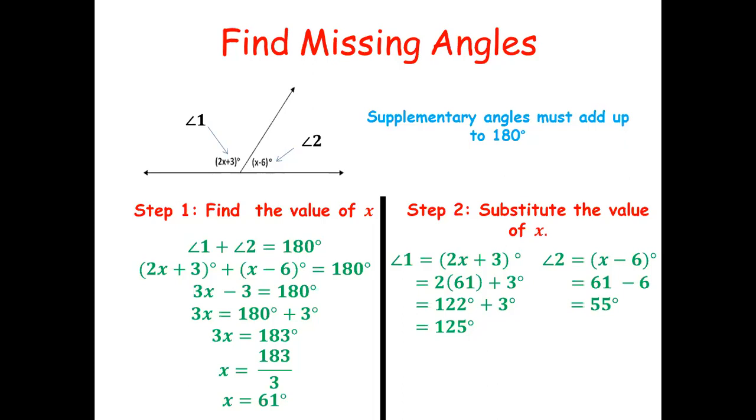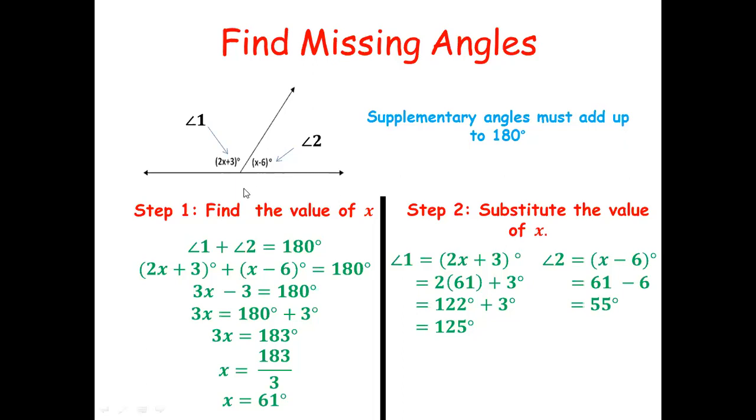Once you have found the value of x, the next part is going to be easier. All you need to do is take the value of angle 1, that's 2x plus 3, and replace x with 61, because we found x to be 61. So 2 multiplied by 61 gives you 122, plus 3 gives you 125.